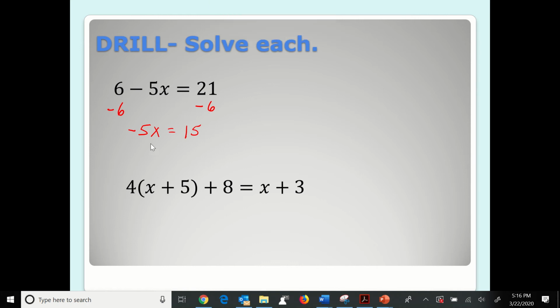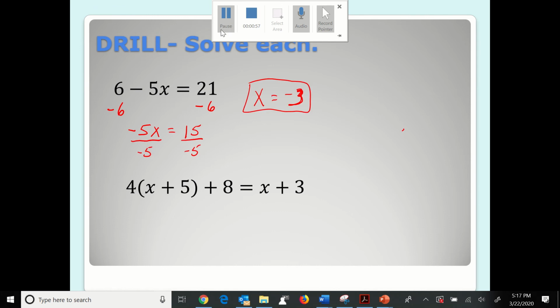Now, to get the x by itself, the negative 5 and the x, they're being multiplied. What's the inverse of multiplication? It's division. So we're going to divide both sides by negative 5. And when we do that, we get x equals negative 3. Now we can check this by subbing it back in. Negative 5 times negative 3, that's positive 15. 15 plus 6 is 21.